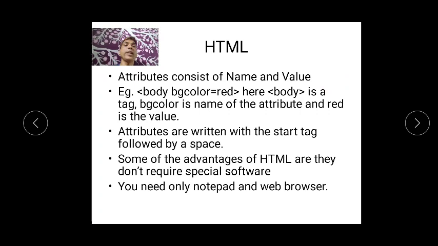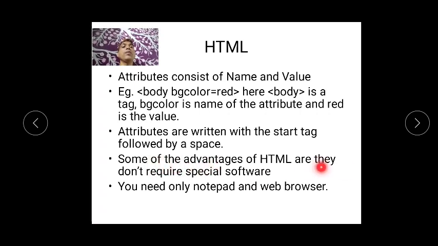Now how do you write an attribute with a tag? This is an example: body bgcolor equal to red. Here body is the tag, bgcolor is the name of the attribute, and red is the value. I think you understood that the background color will be red. Attributes are always written with the start tag, followed by a space. So every time you have to follow with a space. If you want to write an attribute, you should write the tag first, then one space, and then the attribute and its value.